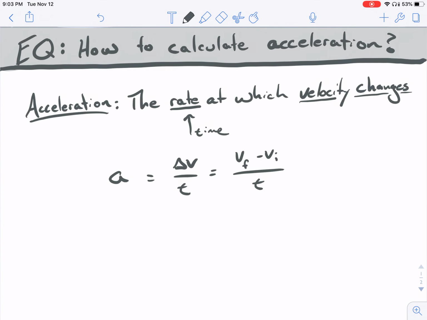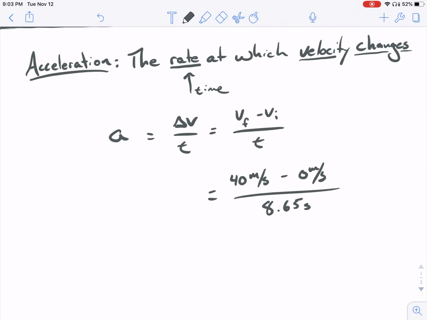If we come back over here, we can now go ahead and put in our numbers. So the final velocity was 40 meters per second. The starting or initial velocity was 0 meters per second. The time was 8.65 seconds. And so to calculate the acceleration, we just have to take 40 meters per second divided by 8.65.